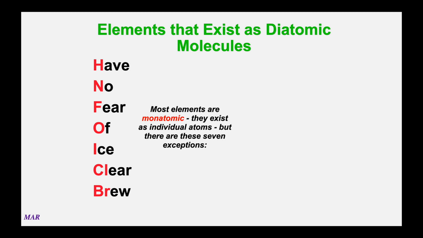So, for example, sodium and magnesium and things like that, just single. However, there are 7 elements that always exist as diatomics. So di is two atoms. All of these elements exist in pairs.